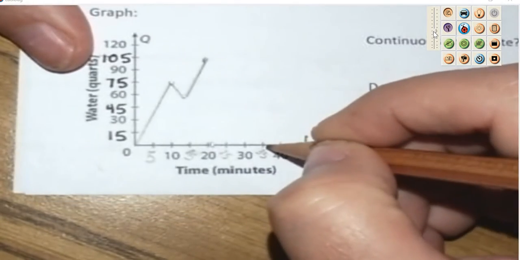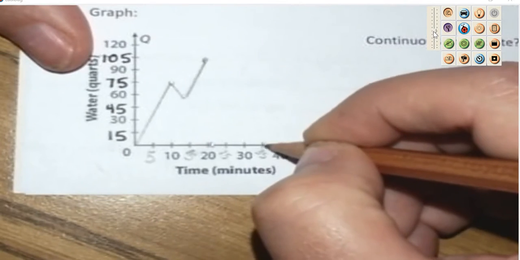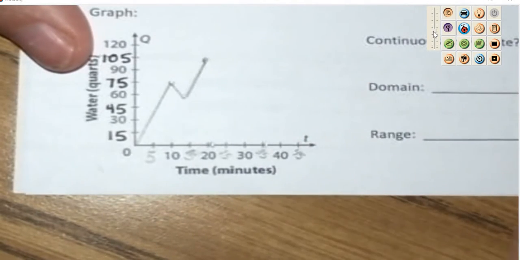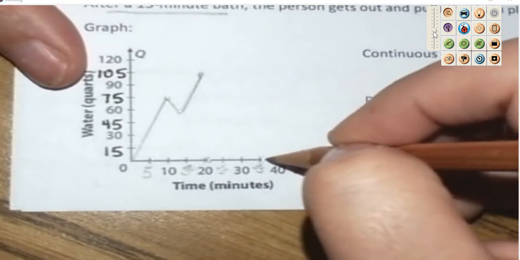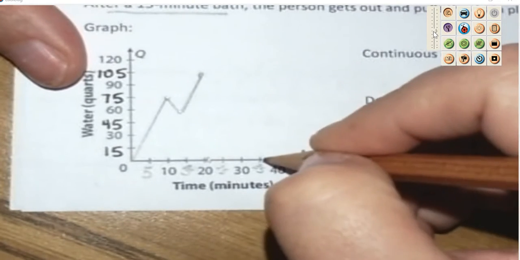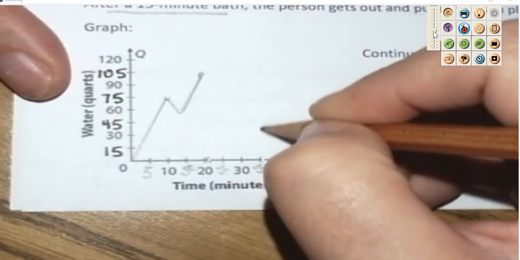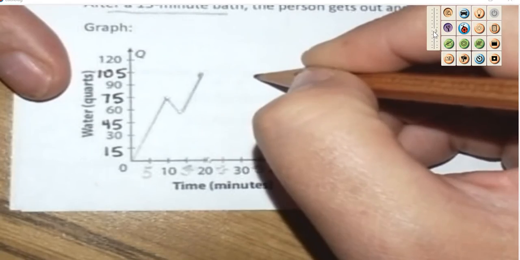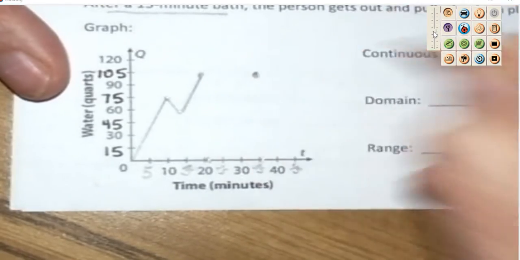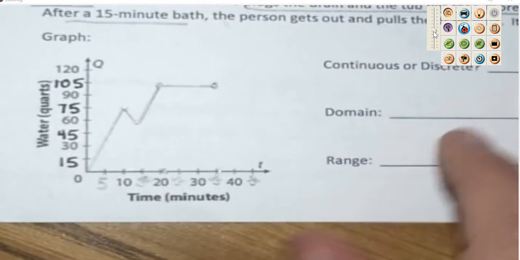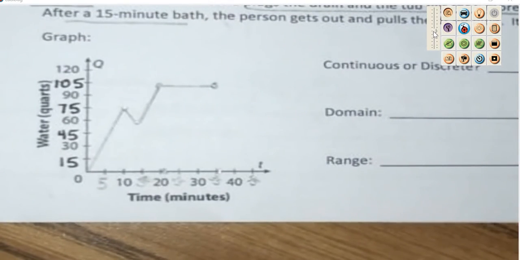36, so figure out where 36 would be. Maybe about right there. They're sitting in the water. So that means it hasn't drained and it hasn't increased. So at 36 minutes, it's still at 105 quarts of water. So just put a dot there. Connect it with a flat line. That just means the same amount of water is still in there. So you're taking a bath, you just leave the water, you don't drain it, you don't fill it.